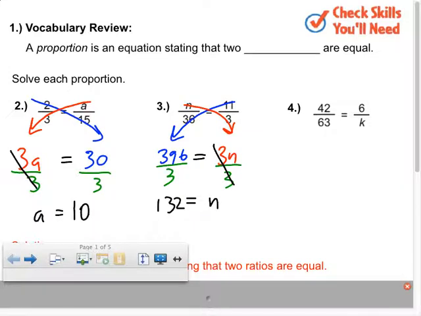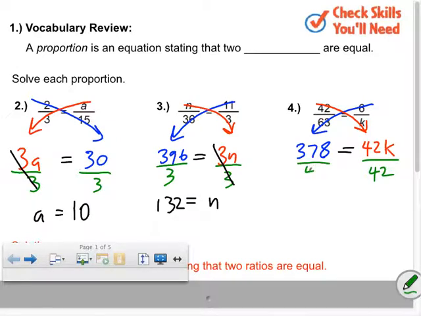Okay, who can explain to me number 4? Yes, Leah. You do 63 times 6. Yep, first cross is 63 times 6. Cross product is going to be what? 378. Okay, and then that's going to be equal to the other cross product, which is 42 times k, which is 42k. Very good. Now, what am I doing next? You divide both sides by 42. Okay, and then what is the result going to be? 9 equals k.